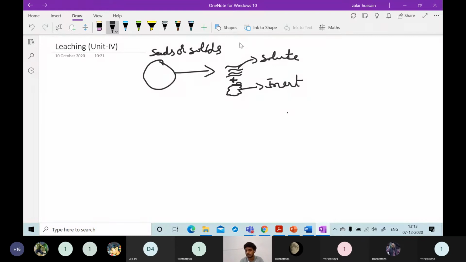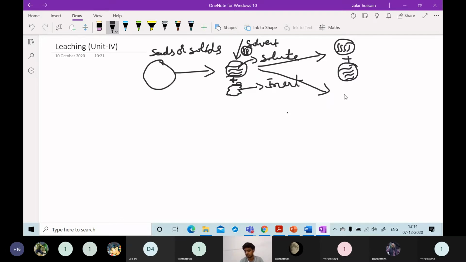Now a third component, which is called a solvent, has to come into the operation, and I am indicating this solvent with this. This solvent has to mix with the solute, and the output of this is solvent plus solute. But the inerts will be taken into a separate stream. So this is inert solid.